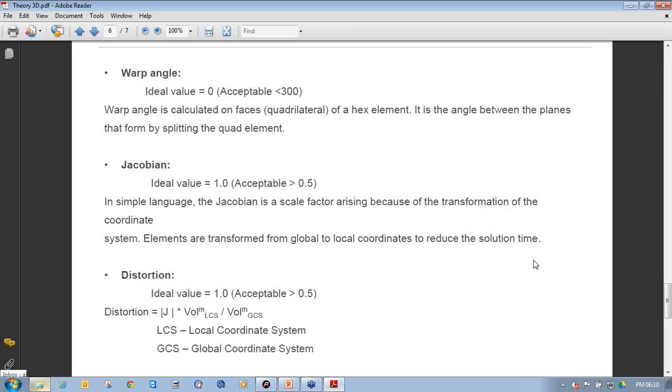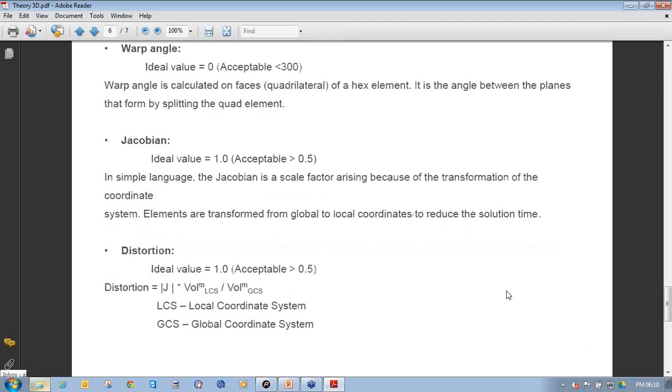Then we also find the Jacobian for quad elements, that is the big brick elements, hexa elements. The ideal value is 1 and acceptable should be greater than 0.5. In simple language, the Jacobian is a scale factor arising because of transformation of coordinate systems. Elements are transformed from global to local coordinate system to reduce the solution time. Then we also find the distortion for brick element or hex element. Ideal value for distortion is 1 and acceptable is greater than 0.5. Software calculates the distortion function same as tetra element.